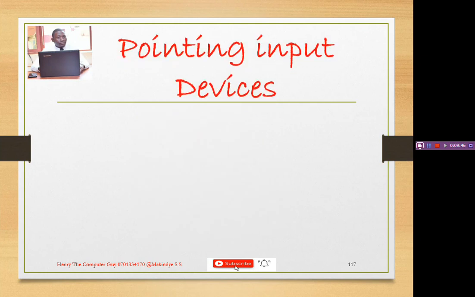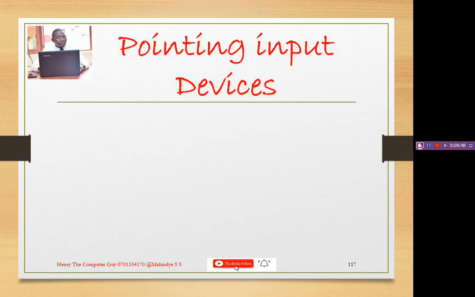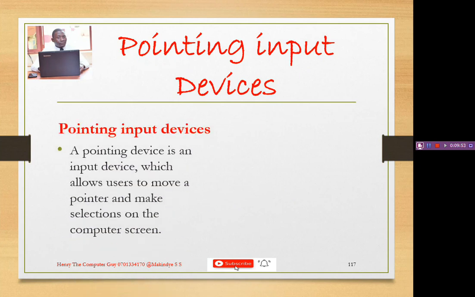We come to what we call the pointing input devices. What are pointing input devices? They're telling us that a pointing device is an input device which allows users to move a pointer and make selections on the screen. You want to make a selection on the screen, you'll use what we call a pointing input device.